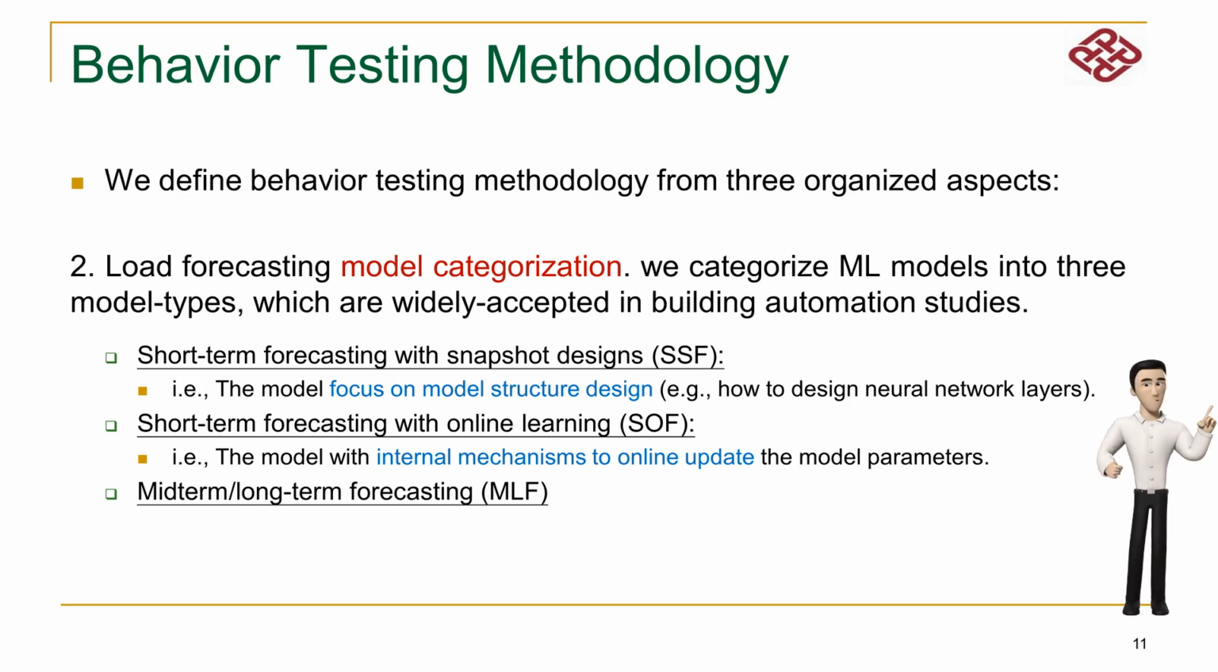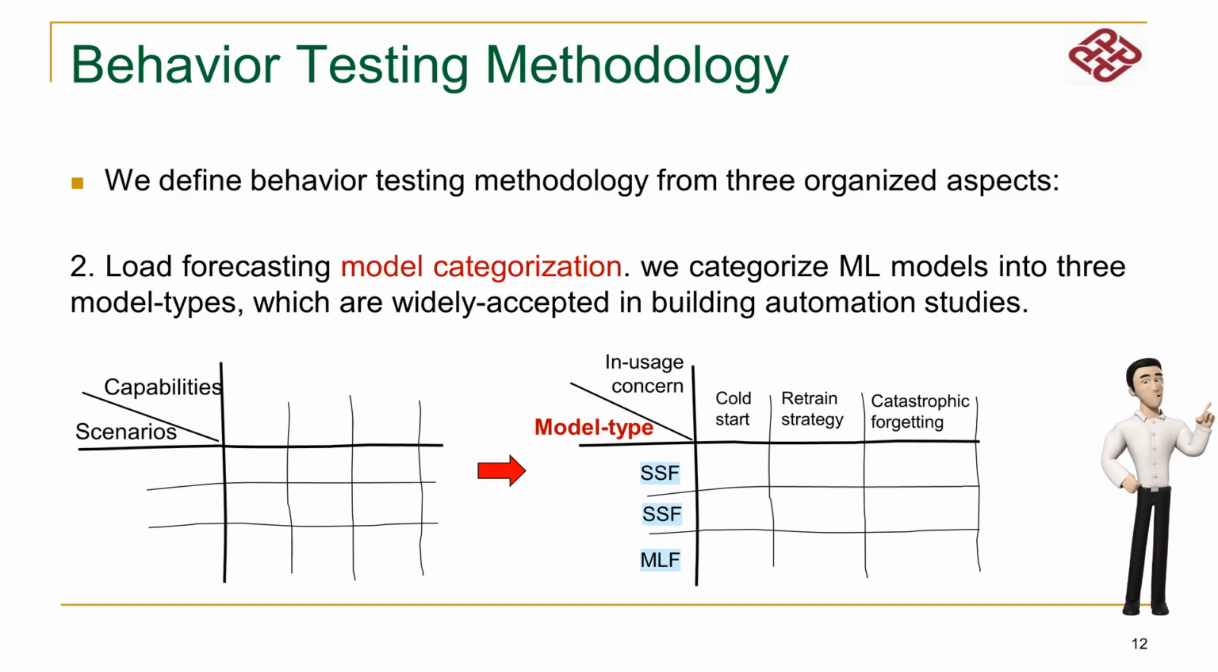That is, the first one is short-term forecasting with snapshot designs. The second one is short-term forecasting with online learning. And the third one, mid and long-term forecasting. We notate them as SSF, SOF, and MLF. Similarly, we put the 3 model types in the methodology.